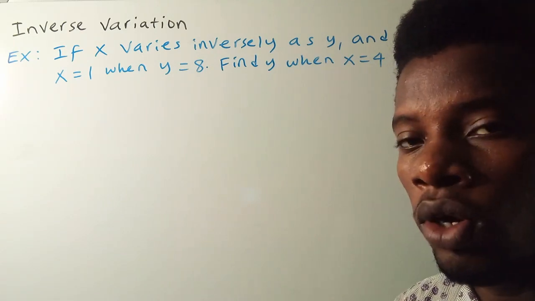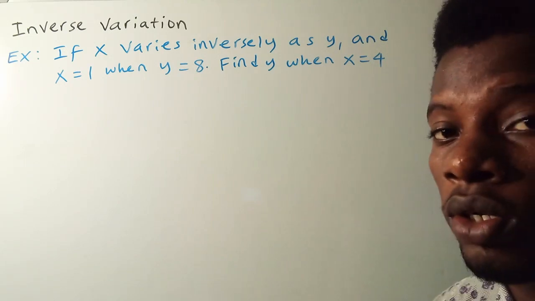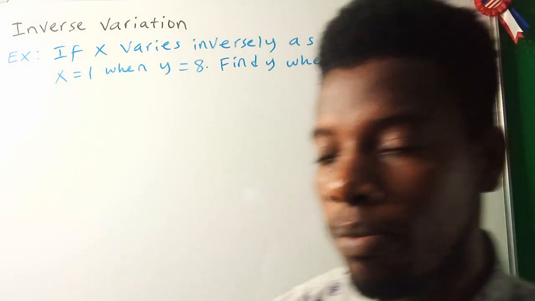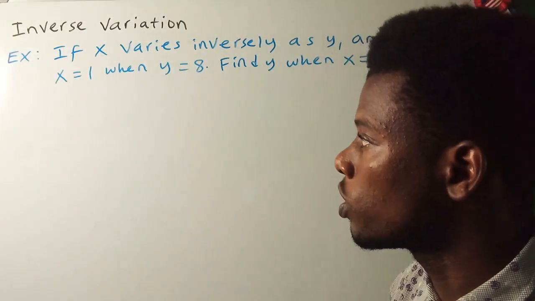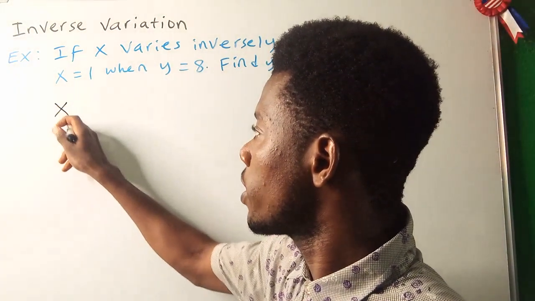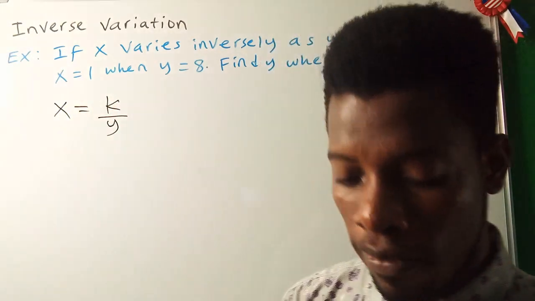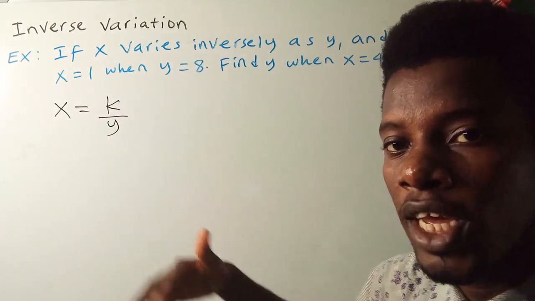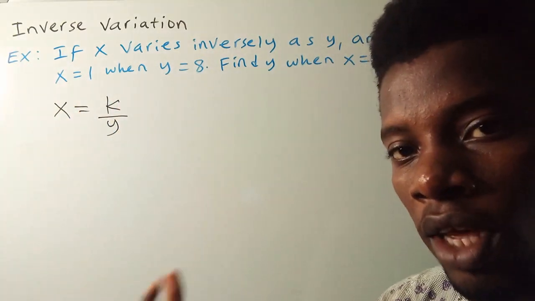Now, based on the question you are given, you are going to select the variables to use. In this question, you are told that x varies inversely as y. So you are going to write the mathematical representation of that, which is an equation. Since x varies inversely as y, we say x is equal to k over y. So if we have a varies inversely as b, you have a is equal to k over b. If m varies inversely as t, m is equal to k over t, and so on.